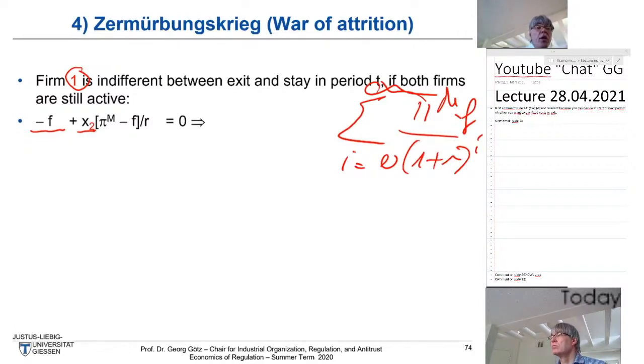Now, what is your profit if the other one doesn't exit? With probability 1 minus x2, of course, the other one is still in the market. You're in the market, and therefore the profit is, okay, it would be no, perhaps I shouldn't do that, because it holds only if really it would be 0. Okay.